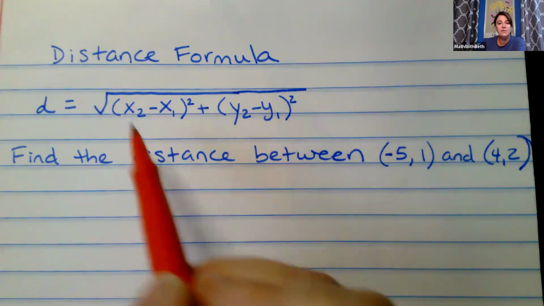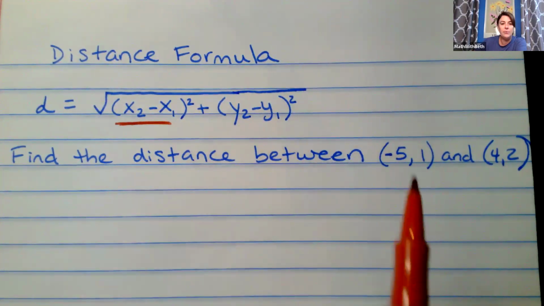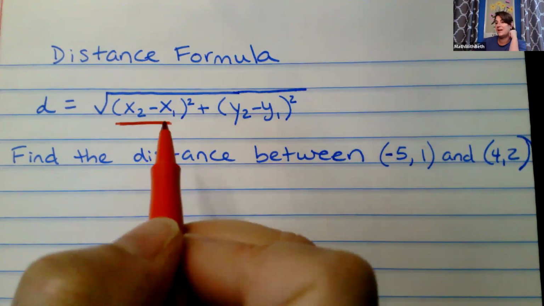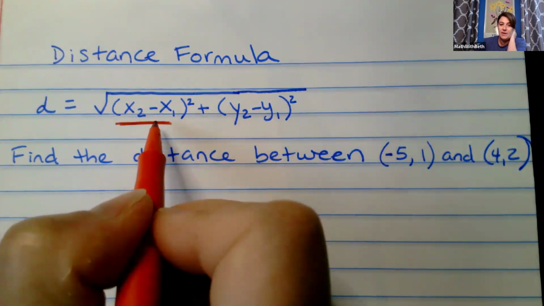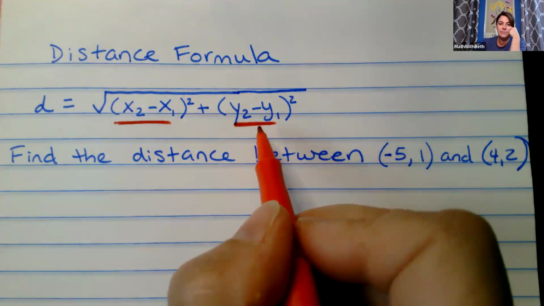So, another fancy looking formula. What does this actually mean? Similar to the midpoint, I'm going to take the 2 x's, and this time, instead of adding them, I'm going to subtract them. And this means I'm taking the 2 y values and subtracting them.